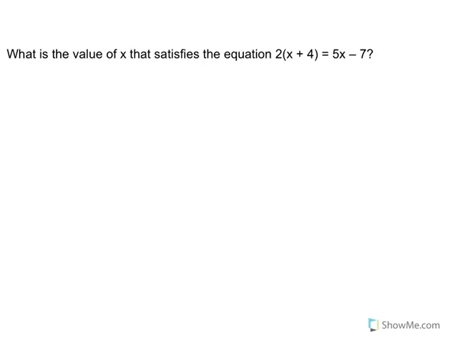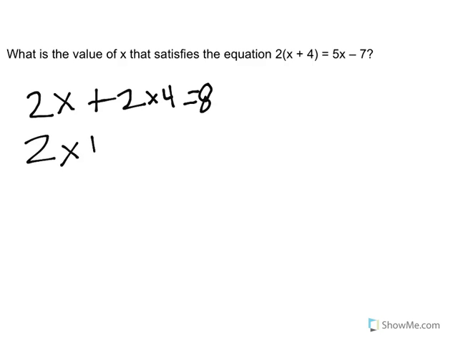Hello. Our first question that we are going to work on today is: what is the value of x that satisfies the equation 2(x + 4) = 5x - 7? For this question, the first thing that we need to do is multiply 2 through the parentheses. So basically that means you have 2 times x plus 2 times 4, which equals 8. So you have 2x plus 8 equals 5x minus 7.